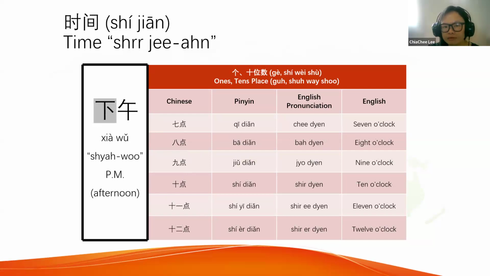This is for intermediate level. We only differentiate the 12-hour system for 上午, which is a.m., and for 下午, which is p.m. This is for the hour basis.